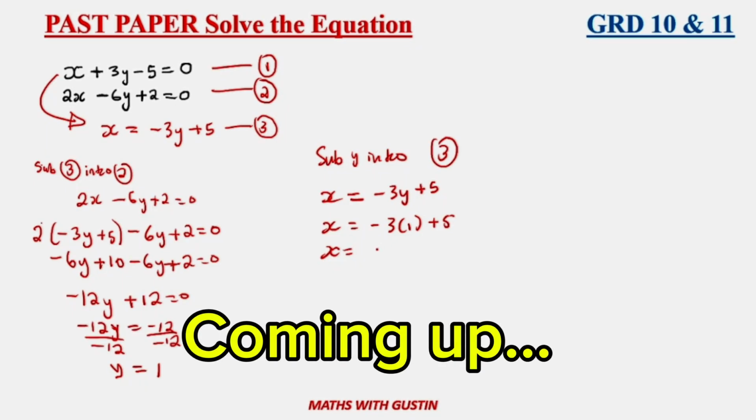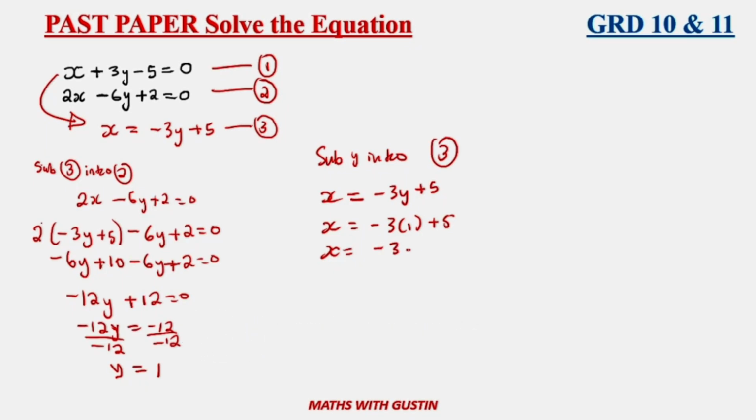Negative 3 times 1 is going to give us negative 3 plus 5. Therefore, x is equal to 2.